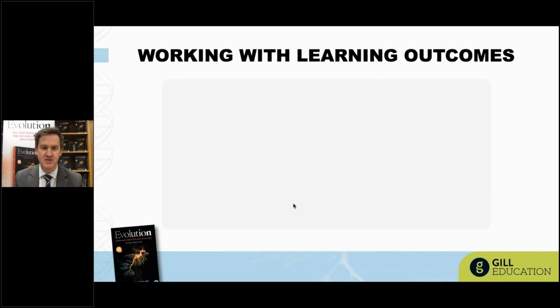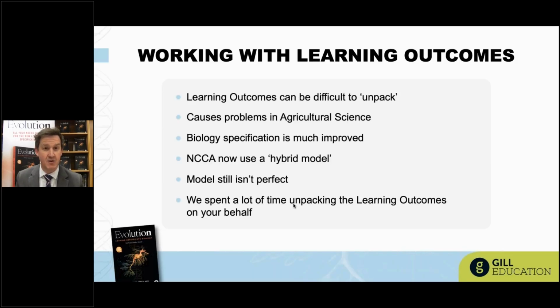So then, I suppose the second biggest challenge, and again, probably reflecting on junior cycle science, where there maybe was a bit of ambiguity around understanding the detail required when reviewing a learning outcome. When writing Evolution, we really wanted to make sure that a lot of that ambiguity is taken out for the teacher. So we spent a lot of time unpacking these learning outcomes as well. We know they're difficult to unpack. They were difficult to unpack for junior cycle science. They were difficult to unpack in agricultural science as well.